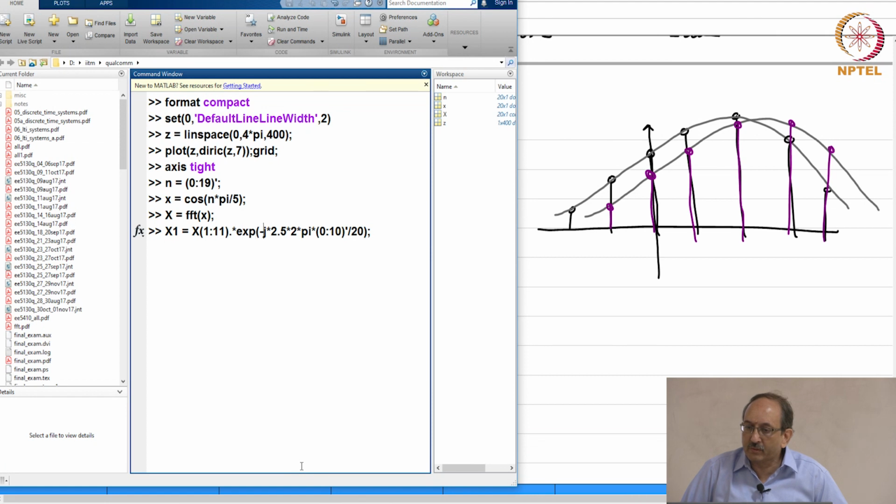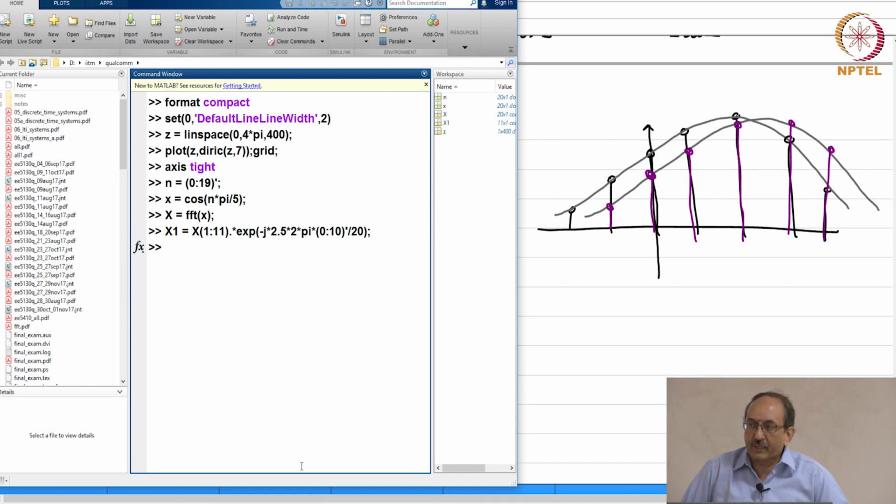And e to the minus j, here I have 2.5, and omega I have discretized. This is what the discretization of omega is, 2 pi times 0, 1, 2 up to 10, by 20. This corresponds to the discretization of the omega variable. Details will become clearer when we do the DFT and the FFT. So, I have now created e to the minus alpha omega times X of e to the j omega. I have created this only from 0 to pi because I have taken only one half of the spectrum.